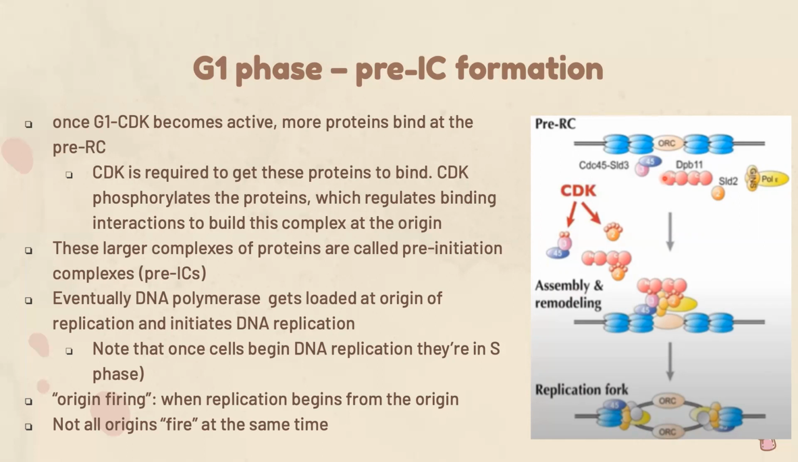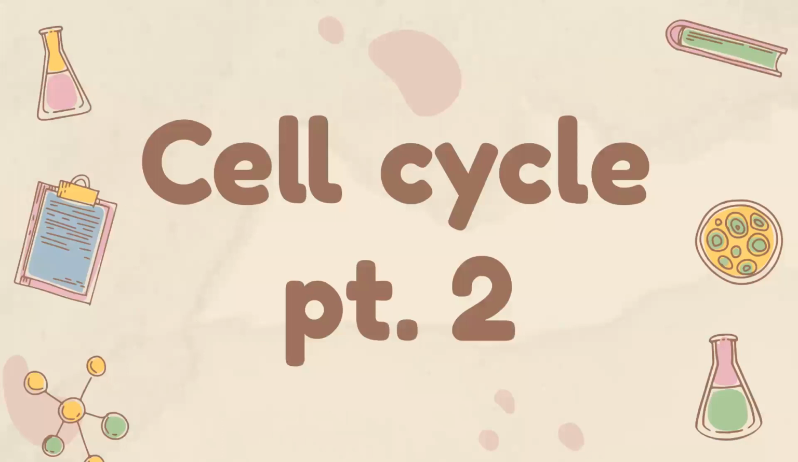So this class defines S phase as the start of DNA replication. Origin firing is when replication begins from the origin, and not all the origins of replication along the DNA will fire at the same time, but they can. And then next is cell cycle part 2.